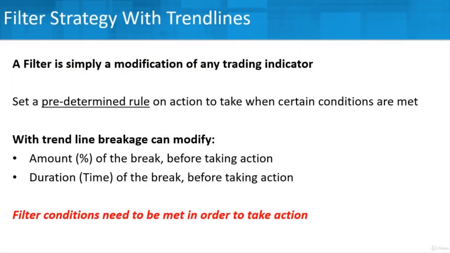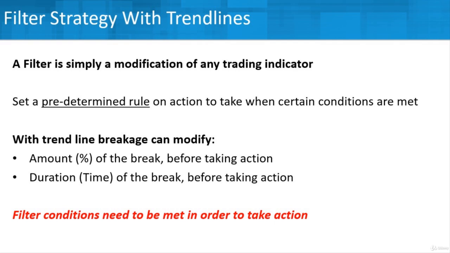At its base level, a filter is simply a modification of any trading indicator. Basically, you're setting a predetermined rule on an action that you'll take when certain conditions are met. That's the key thing. It is predetermined. You've already decided that when this happens, then you will take a certain amount of action. We're talking about this specifically with trend lines, but you can use filters with different types of indicators as well. Some work better than others when we get into more detail around filters with other types of indicators.